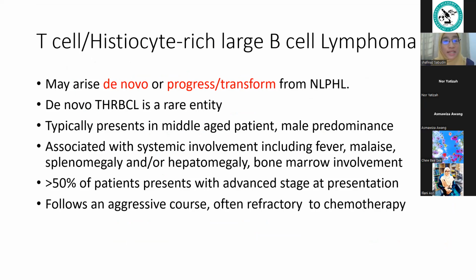It typically presents in middle-aged patients with male predominance. It is usually associated with advanced stage at presentation. They usually present with systemic involvement. The patient will come in with fever, malaise, and extranodal organ involvement such as the spleen, the liver, and bone marrow. So this information is very crucial and you need to ask the clinician.